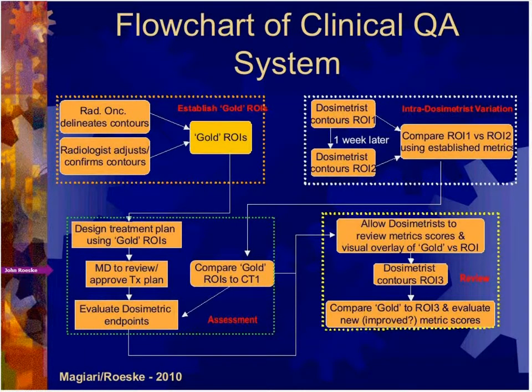And also, we try to quantify the relationship between these metrics and some dosimetric endpoints. And then finally, the review portion, whereby the dosimetrist can go back now and review their contours relative to the physicians' drawing contours, the gold standards, and get some feedback on how well they're doing, and use that for future learning and future contour drawing.